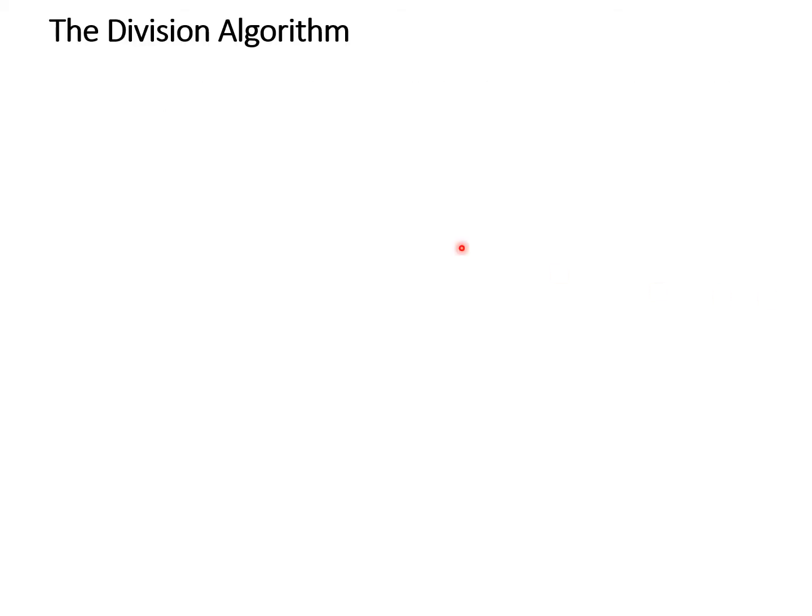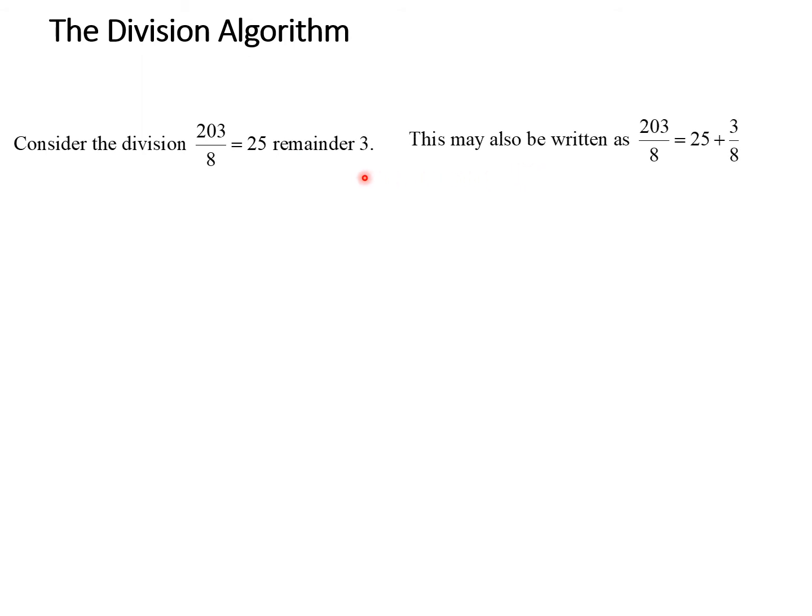So next, the division algorithm simply states that if you consider division, for example, 203 divided by 8, it is simply 25 remainder 3. And this division can also be written as 25 plus the remainder over the divisor, right? So the remainder is 3 over the divisor.